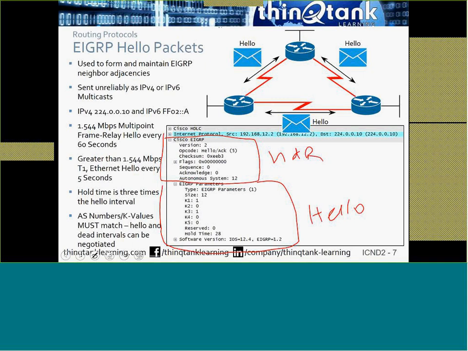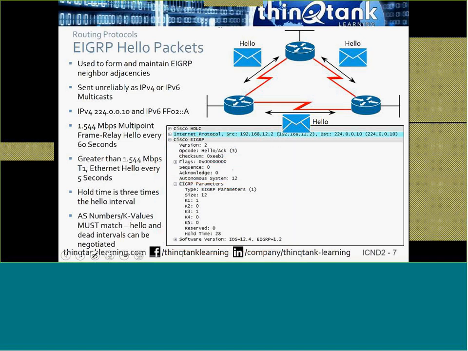So it's version 2, so that's Eigrp for IPv4. The opcode is 5, and as you can see, that's hello and acknowledgement. Remember, that was the type code that we saw in the column. Here's our checksum. No flags being used in this particular case. The sequence number is 0, the acknowledgement number is 0 because hellos are not acknowledged or sequenced. They're sent unreliably. Our ASN is 12. So this is a Wireshark capture. You can actually see the autonomous system number simply listed in the Wireshark capture.